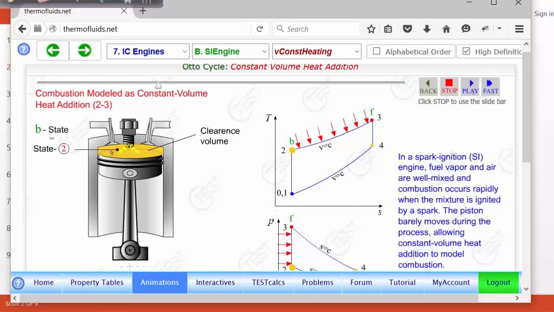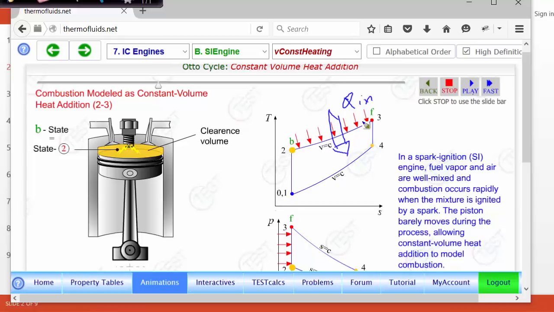The beauty of this cycle is that, forget about all this complexity of combustion, volume doesn't change, and we're adding heat suddenly. So that is modeled like a constant volume heat addition process. We assume that heat is added instantly from outside. So this is where Q in is taking place. The Q in of the cycle takes place instantly, and of course, it is the area under 2 to 3.